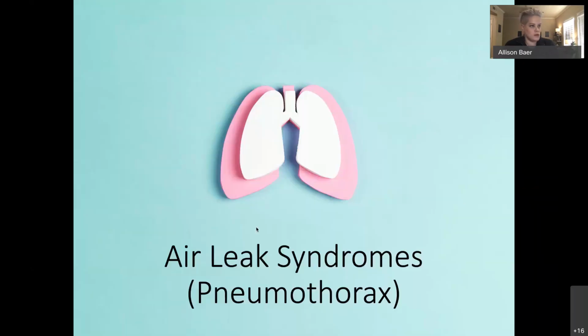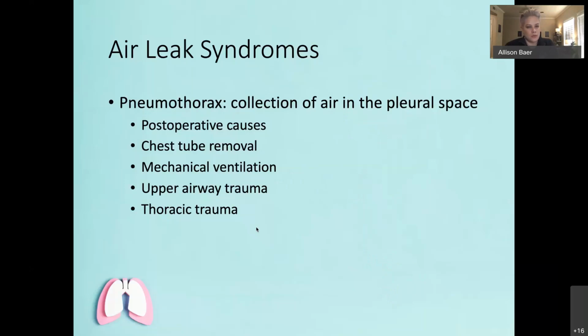All right, moving on to air leak syndrome. So air leak, think pneumothorax, the air is leaking out of their lungs into places it shouldn't be. So a pneumothorax is a collection of air in the pleural space. You can have a lot of different reasons for it. It can be post-operatively, holes show up where they shouldn't.